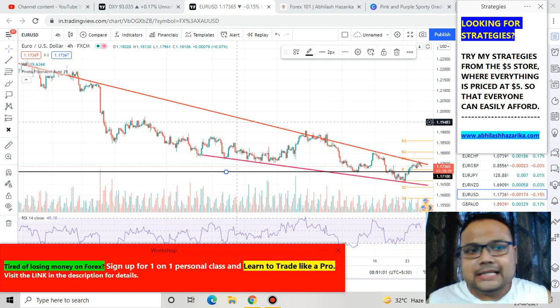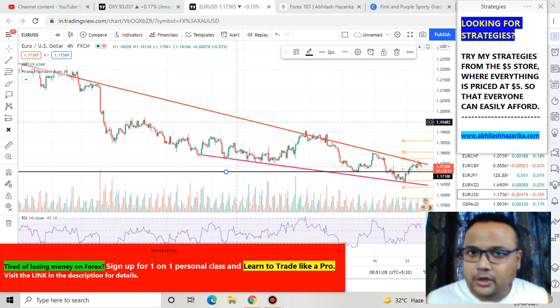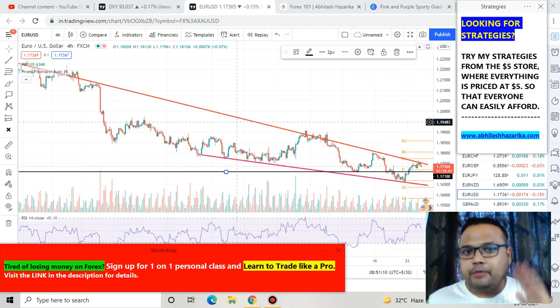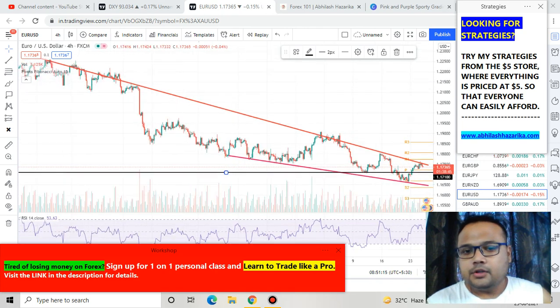And as you can clearly see, Euro USD is in downtrend. Therefore, if we follow the basic thumb rule, we should mainly look for selling opportunities. Clear? Okay. So we have the overall trend of the market right now.